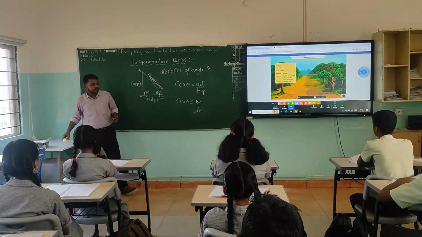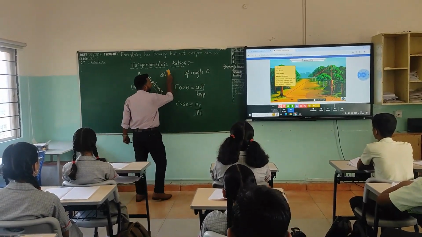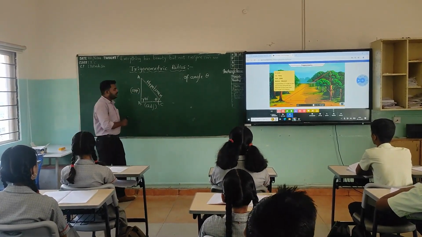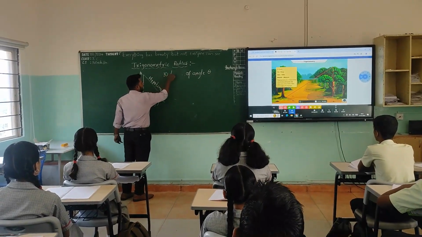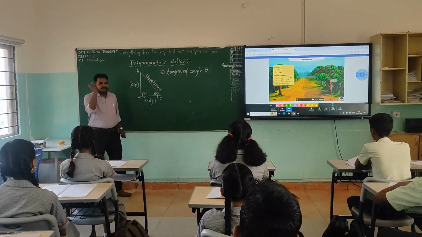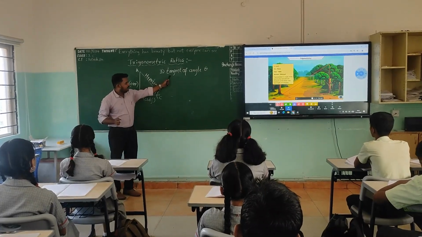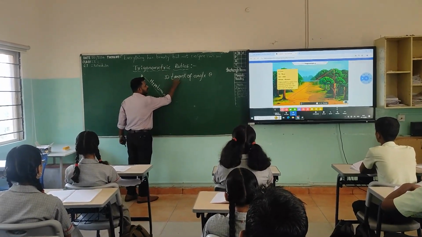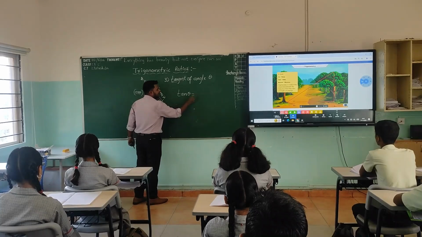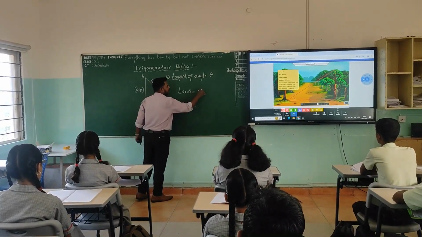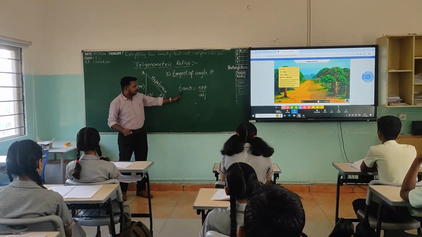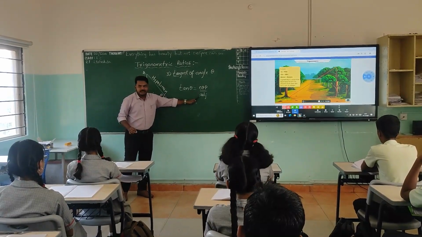Next, the third ratio. The third ratio we call the tangent of angle theta. We write it with the first 3 letters, tan with angle theta. So what does tan theta mean? It is the ratio of opposite side divided by adjacent side. Clear? So tan theta is the ratio of opposite side divided by adjacent side.